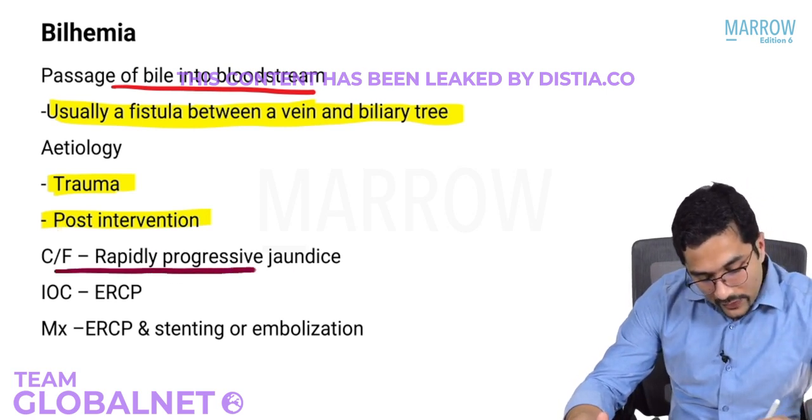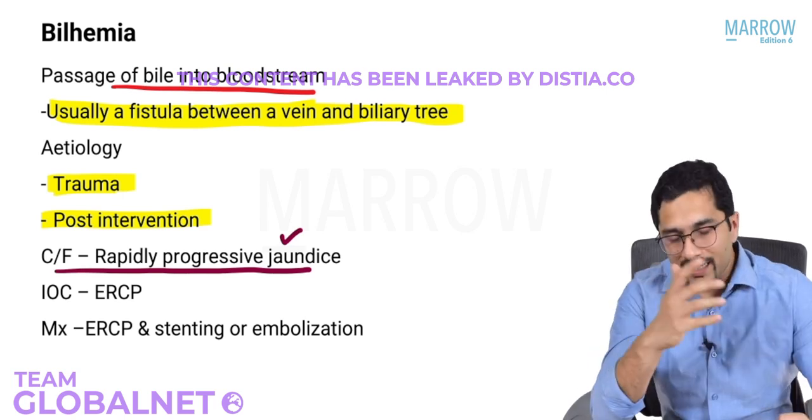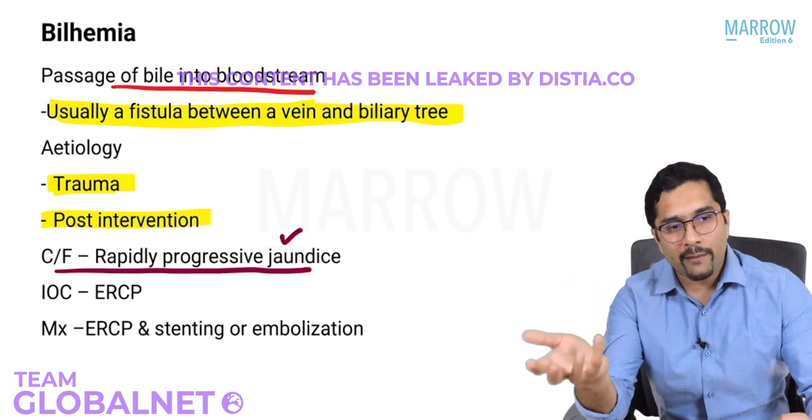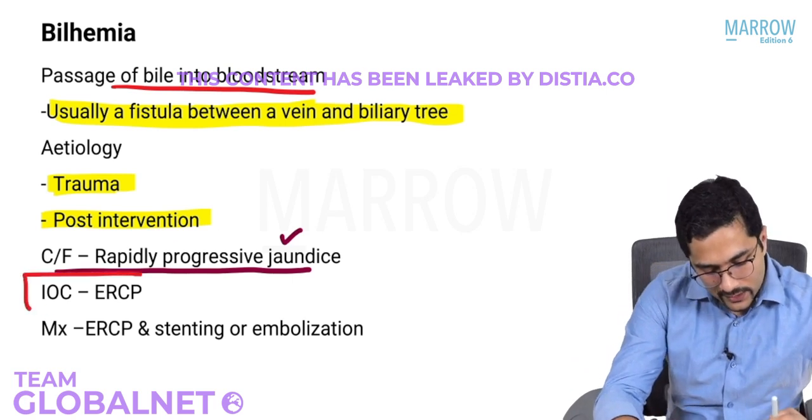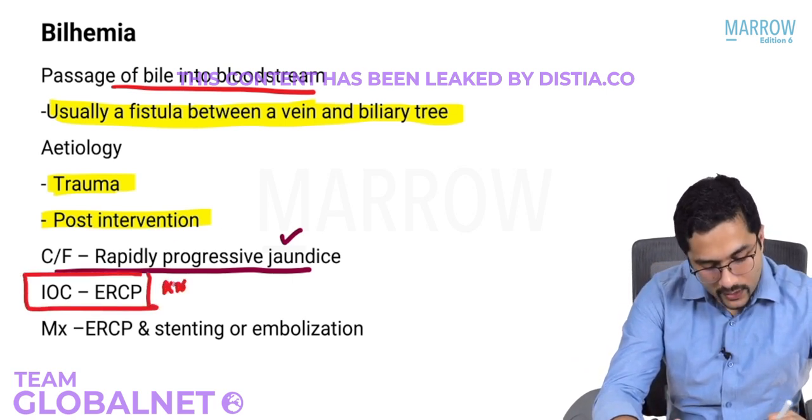Clinical features would be rapidly progressive jaundice, because bile is going into the bloodstream. There's going to be rapidly progressive jaundice. Investigation of choice that has been asked in the exam is ERCP.